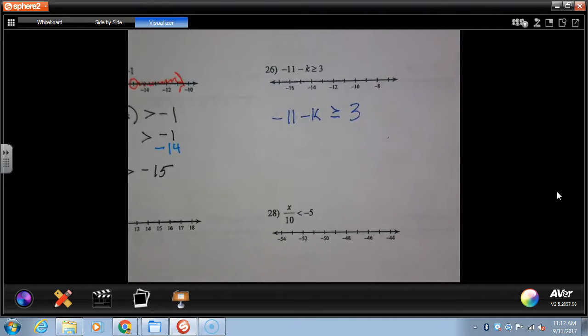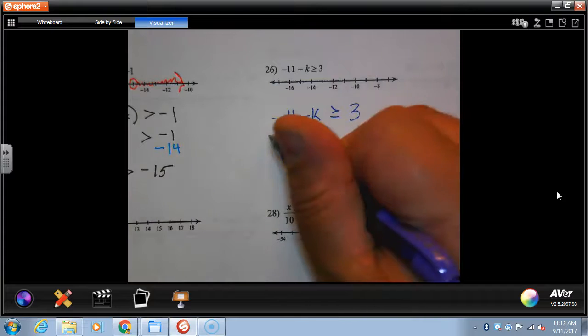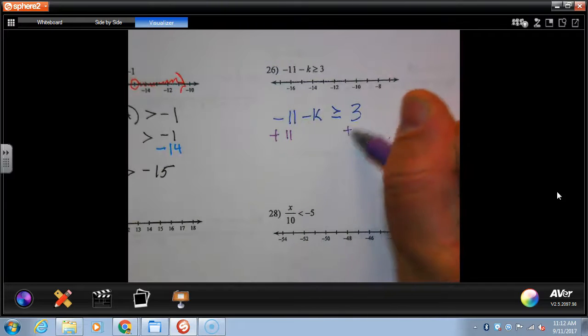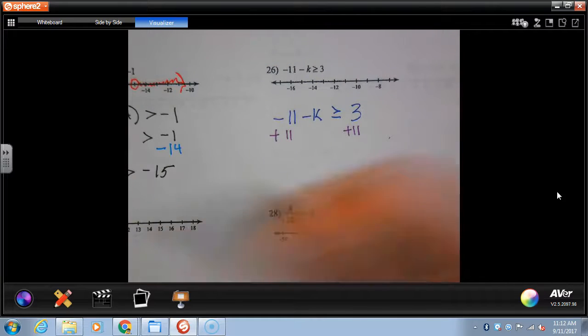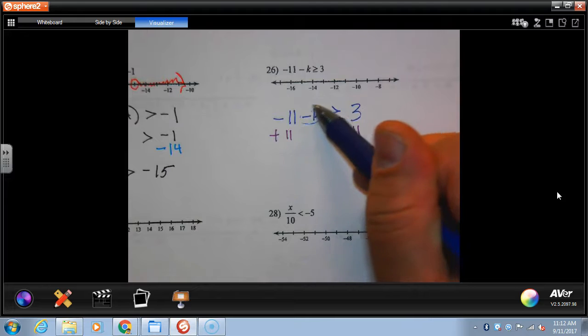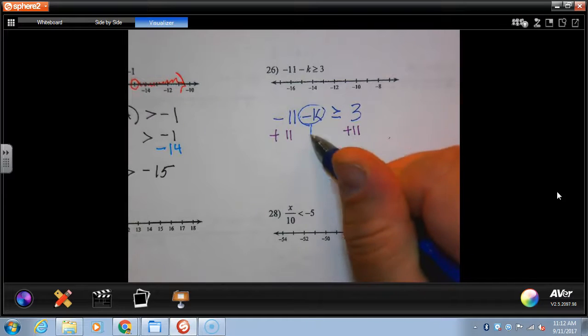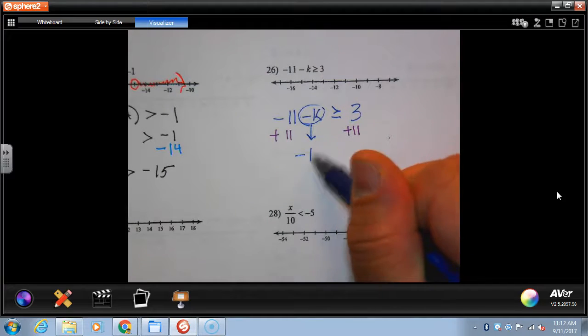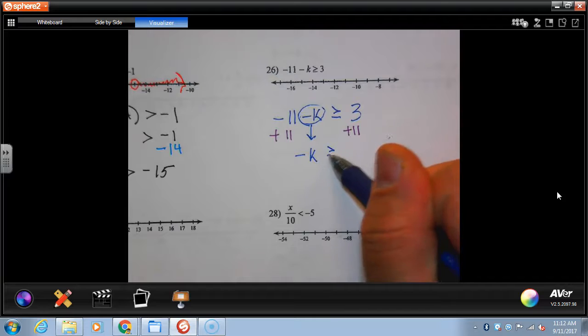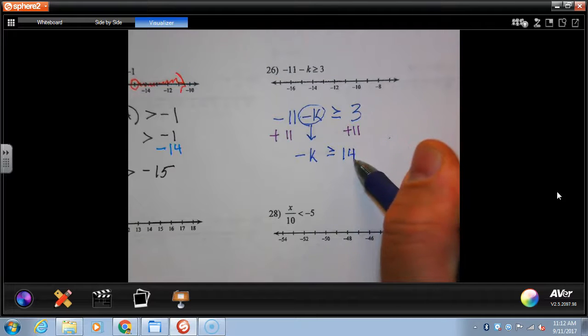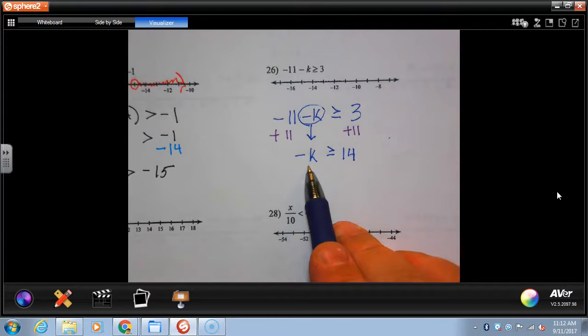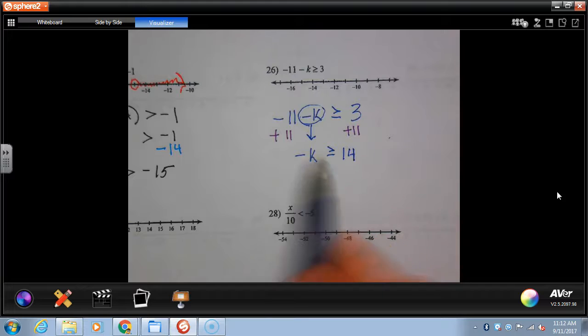We're going to add 11 to both sides. Be careful, the sign sticks with that k. So I have negative k greater than or equal to 14. Don't forget, there's a 1 in front of the k.